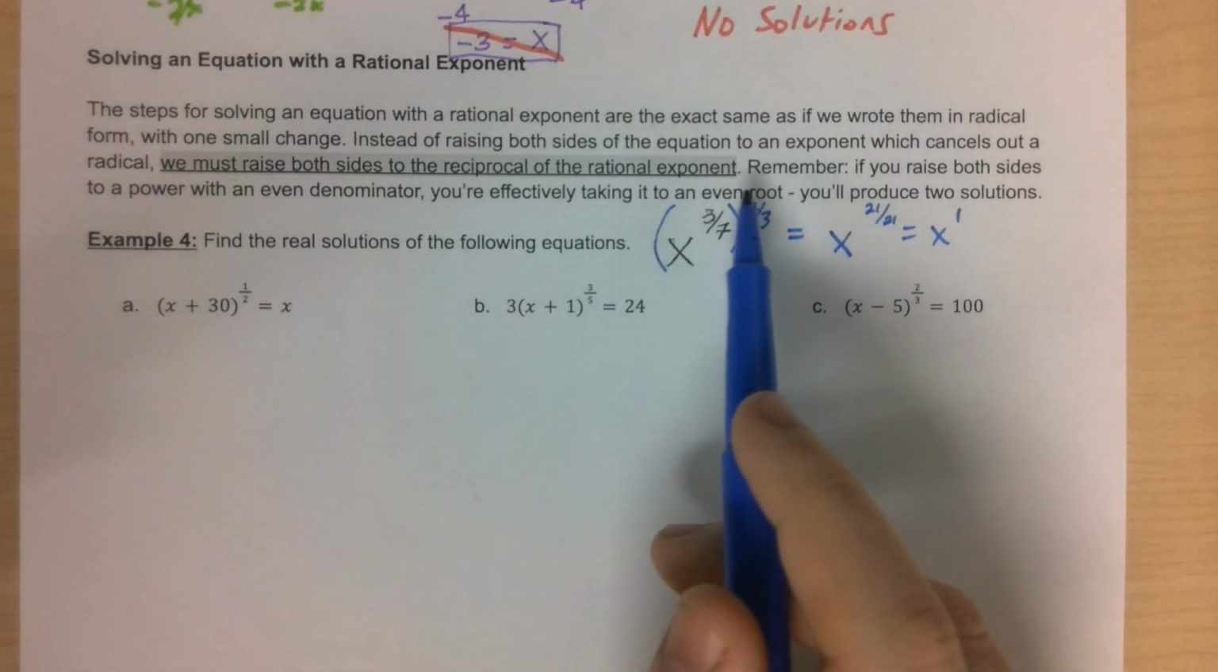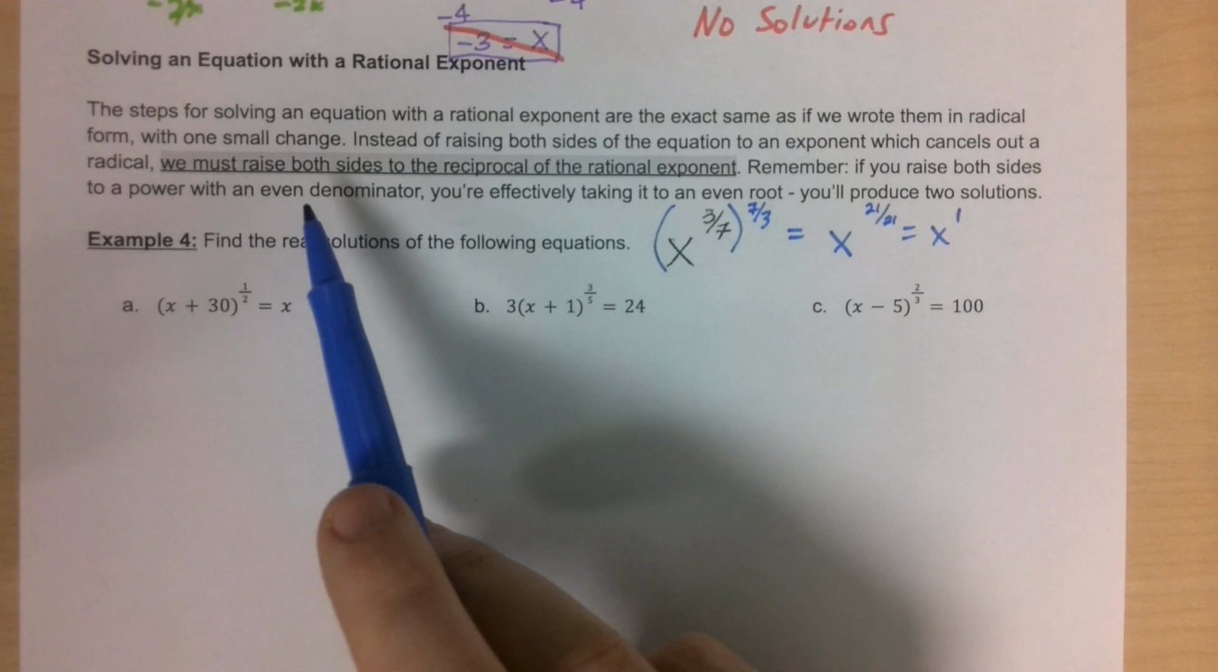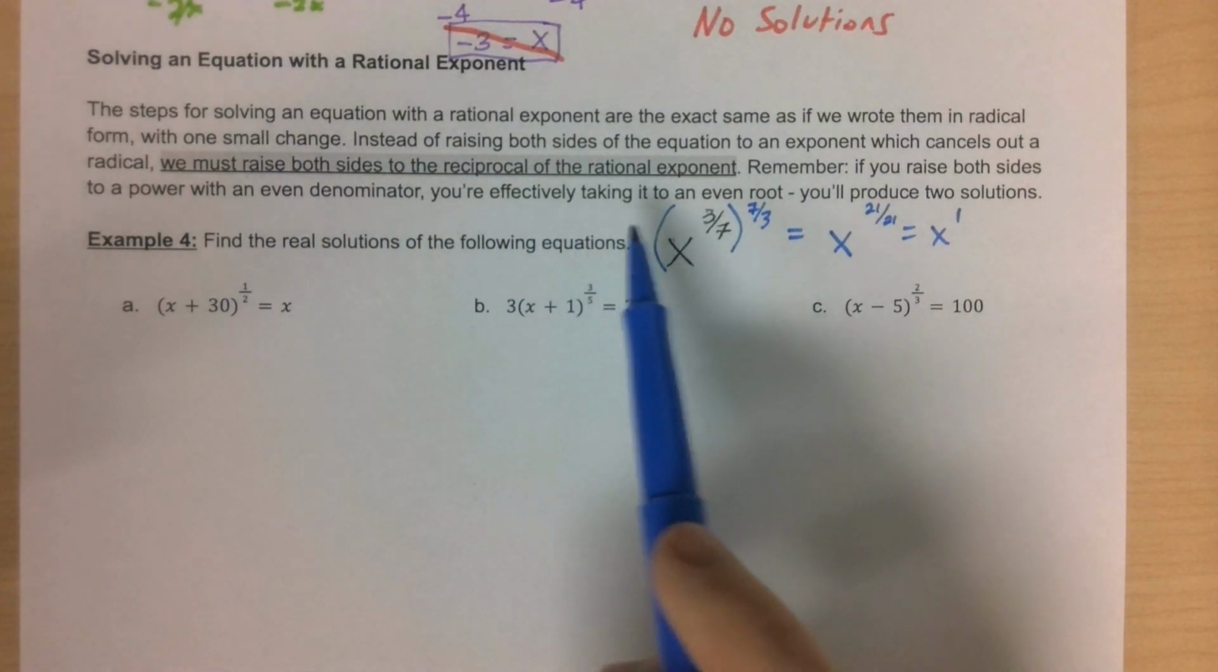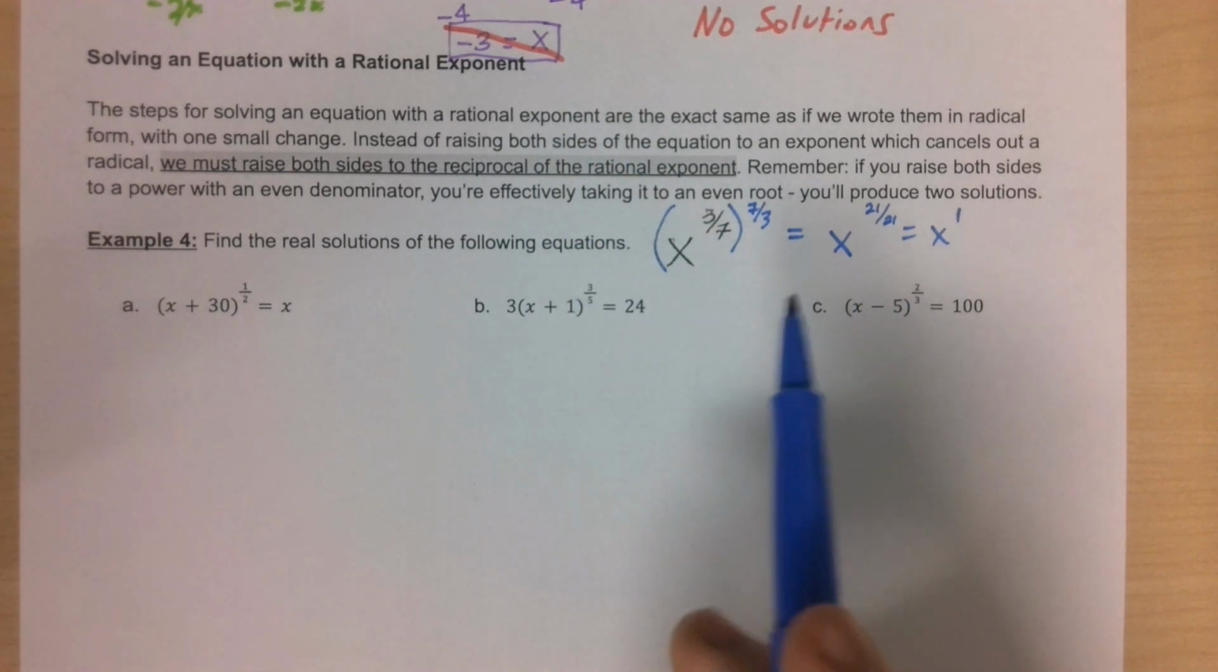Also recall, if you raise both sides of a power with an even denominator, you're effectively taking a square root, and you're going to get a positive and negative solution.